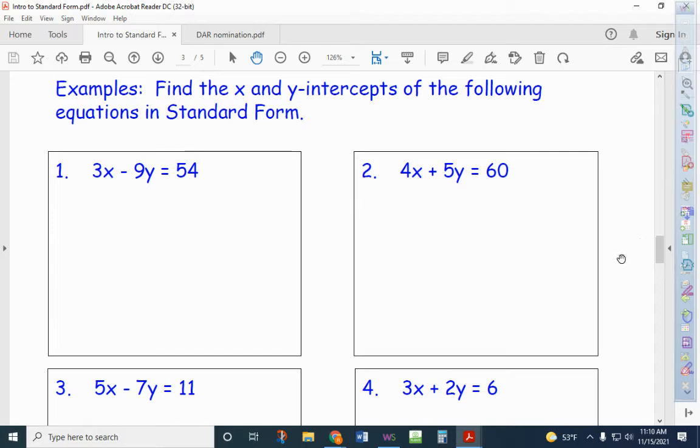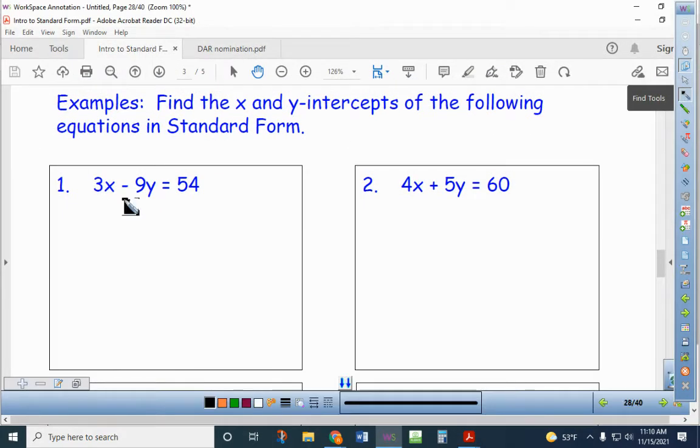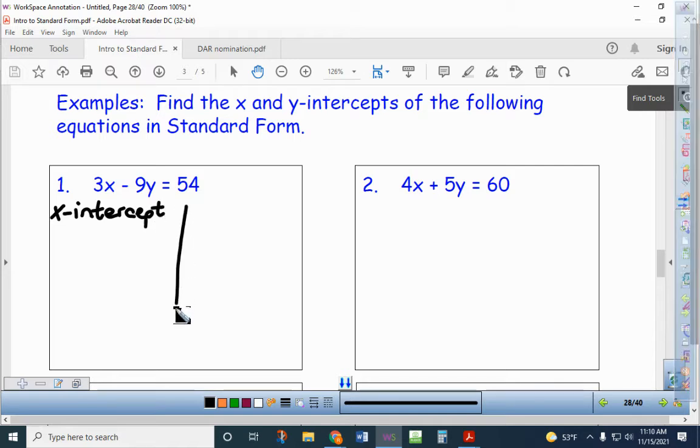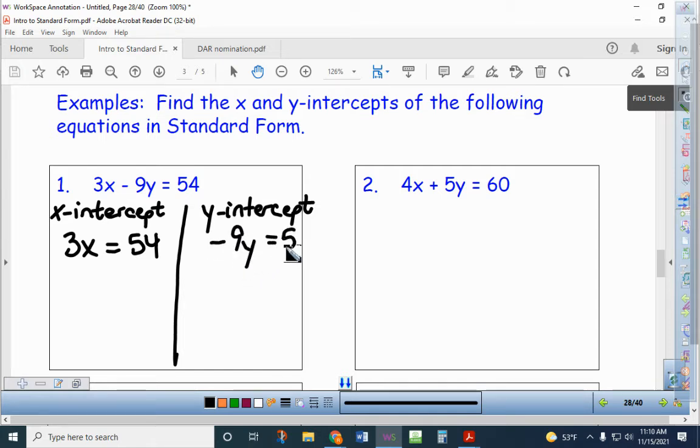Okay, so let's look at number 1. There are two parts. You have to remember you're doing your x-intercept and then you're finding your y-intercept. So the x-intercept, we would not use the y term. So it would be 3x equals 54. We just ignore the negative 9y. For the y-intercept, we're going to ignore the 3x. Notice that's not a plus there. So we have to keep that negative with our 9. So we have negative 9y equals 54.